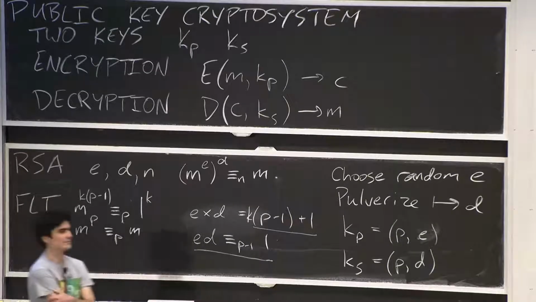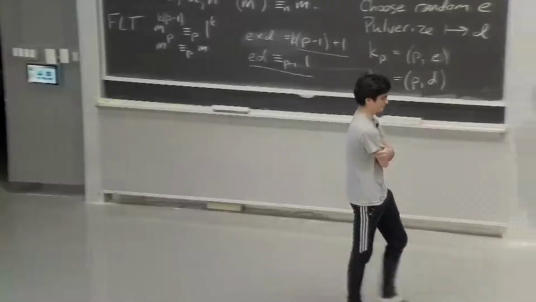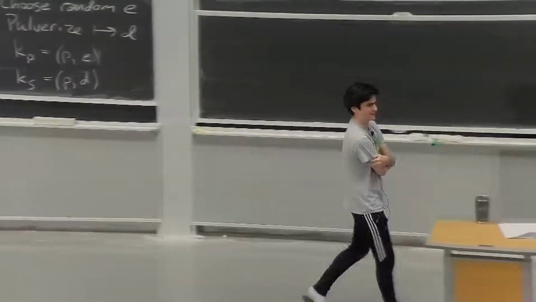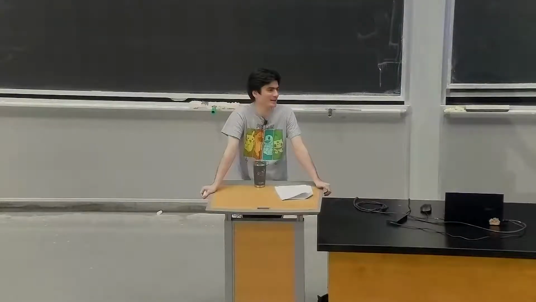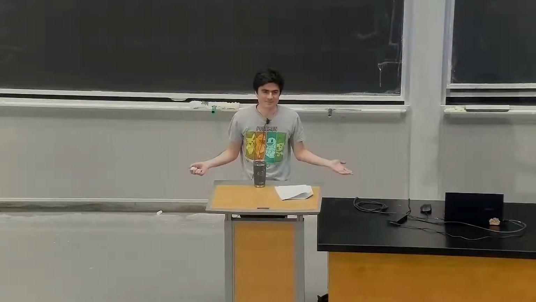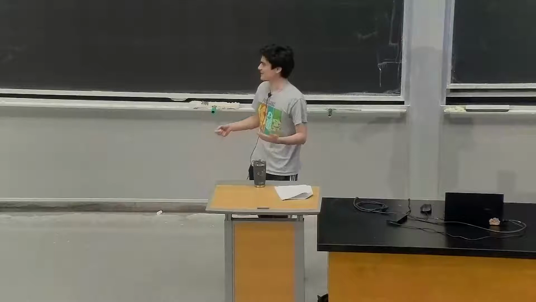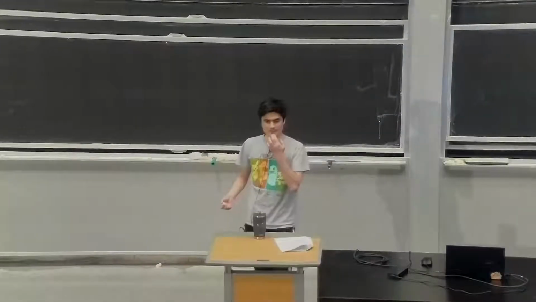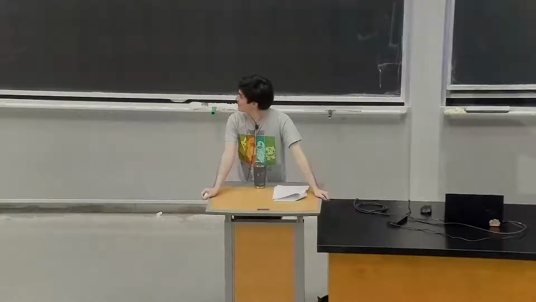Yeah? Can't anyone else also just pulverize to find D? Yes. So the answer was, can't anybody else do exactly what we did, right? We started with the public key and then used it to derive our secret key. If we then share that public key, everybody else can do exactly the same thing. Okay? So our secret key isn't exactly secret. Okay. So we would like to try and do something similar to this, but in a way where other people can't repeat our computation.